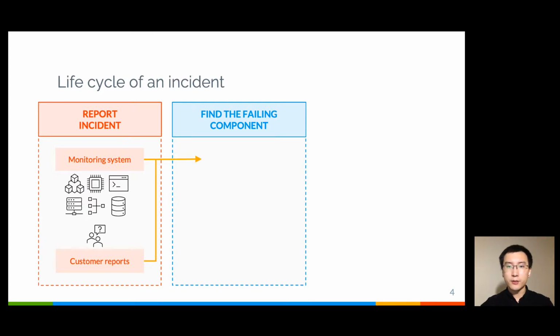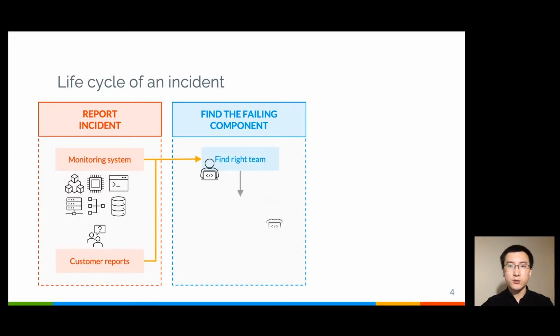In a data center, different components are managed by different teams. For example, the network devices are managed by physical networking teams. The virtual disks are managed by the storage team. So finding the failing component equals finding which team is responsible for the incident.